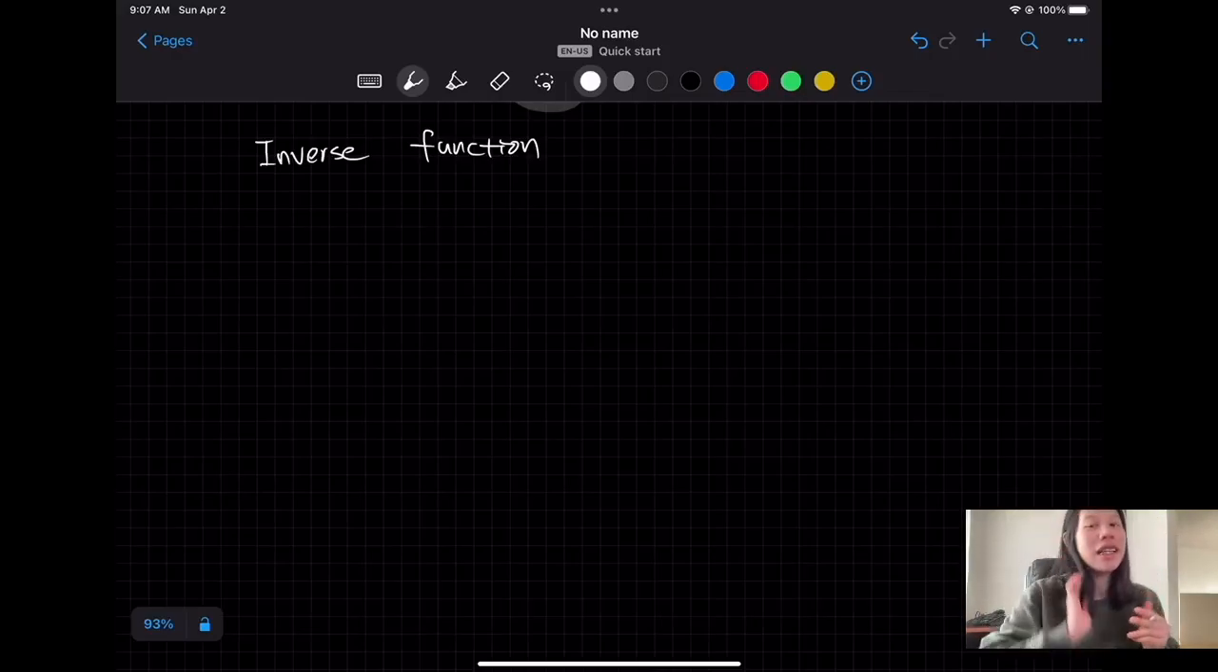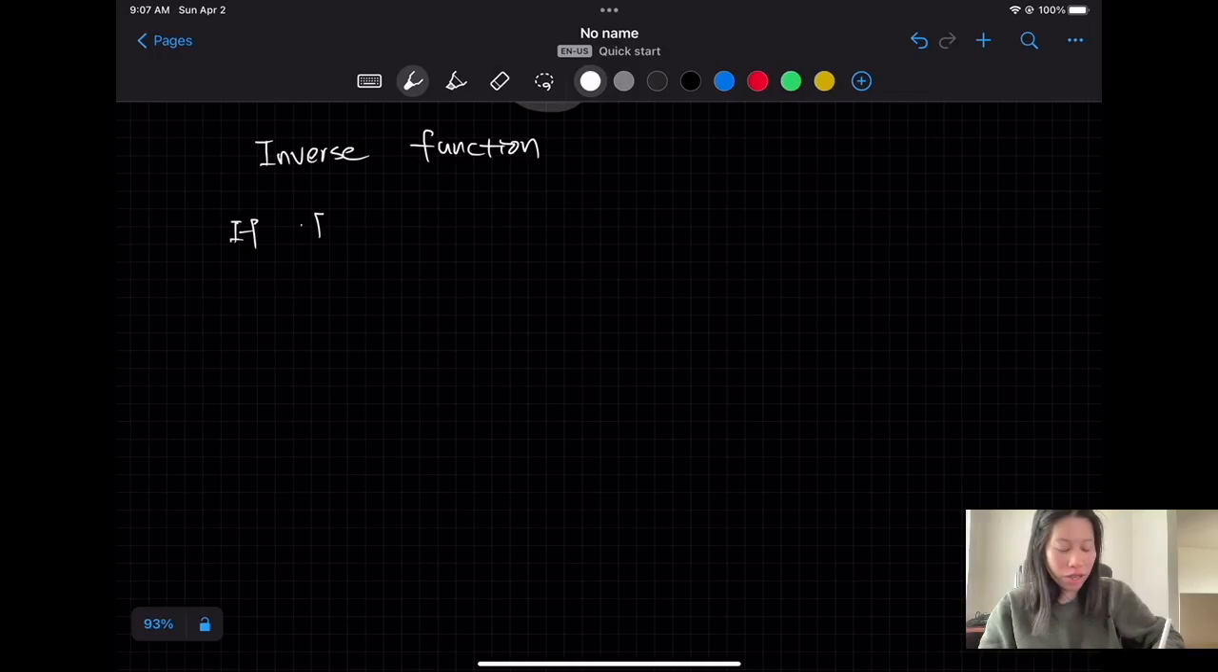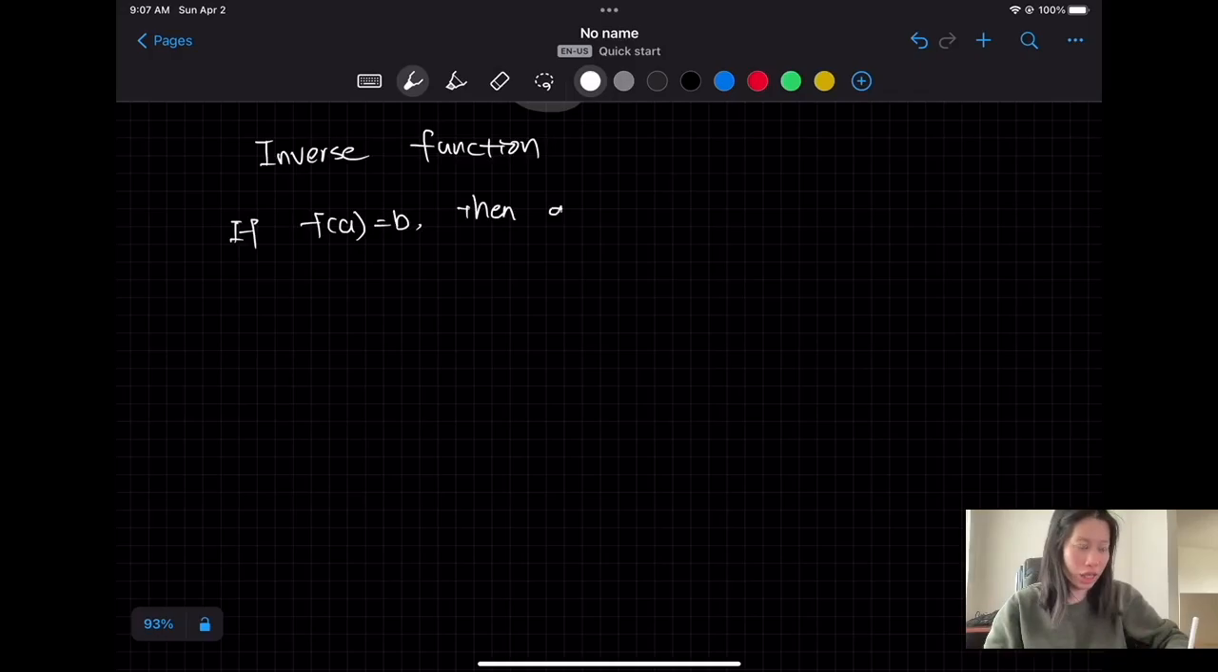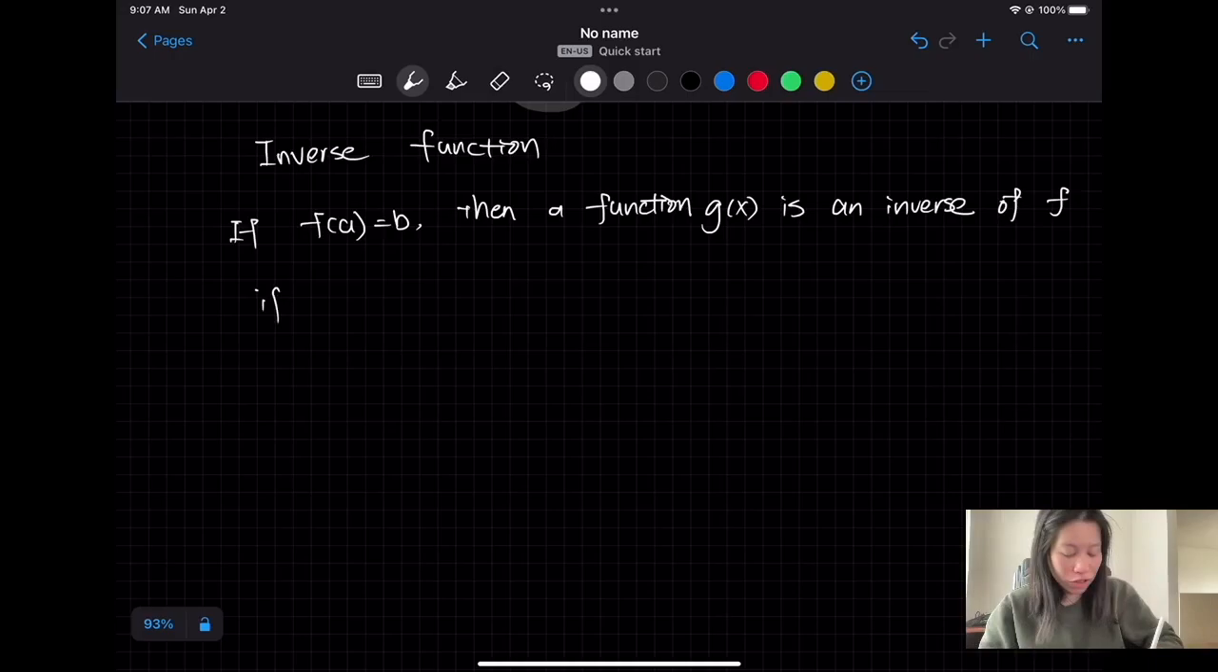Hello everyone. In today's video, we are going to talk about inverse functions. So what is an inverse function? Well, by definition, if f(a) equals b, then a function g(x) is an inverse of the f function if g(b) equals a.